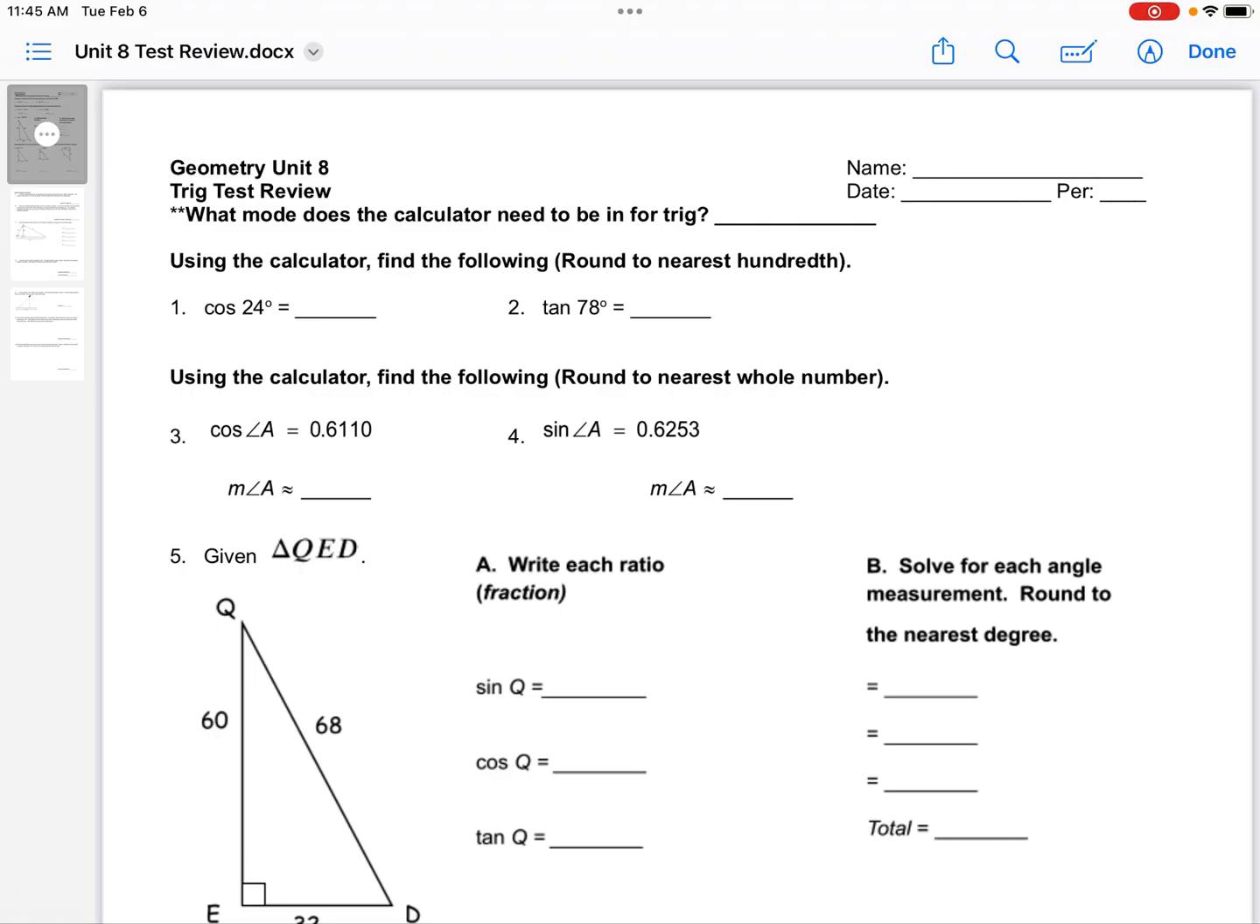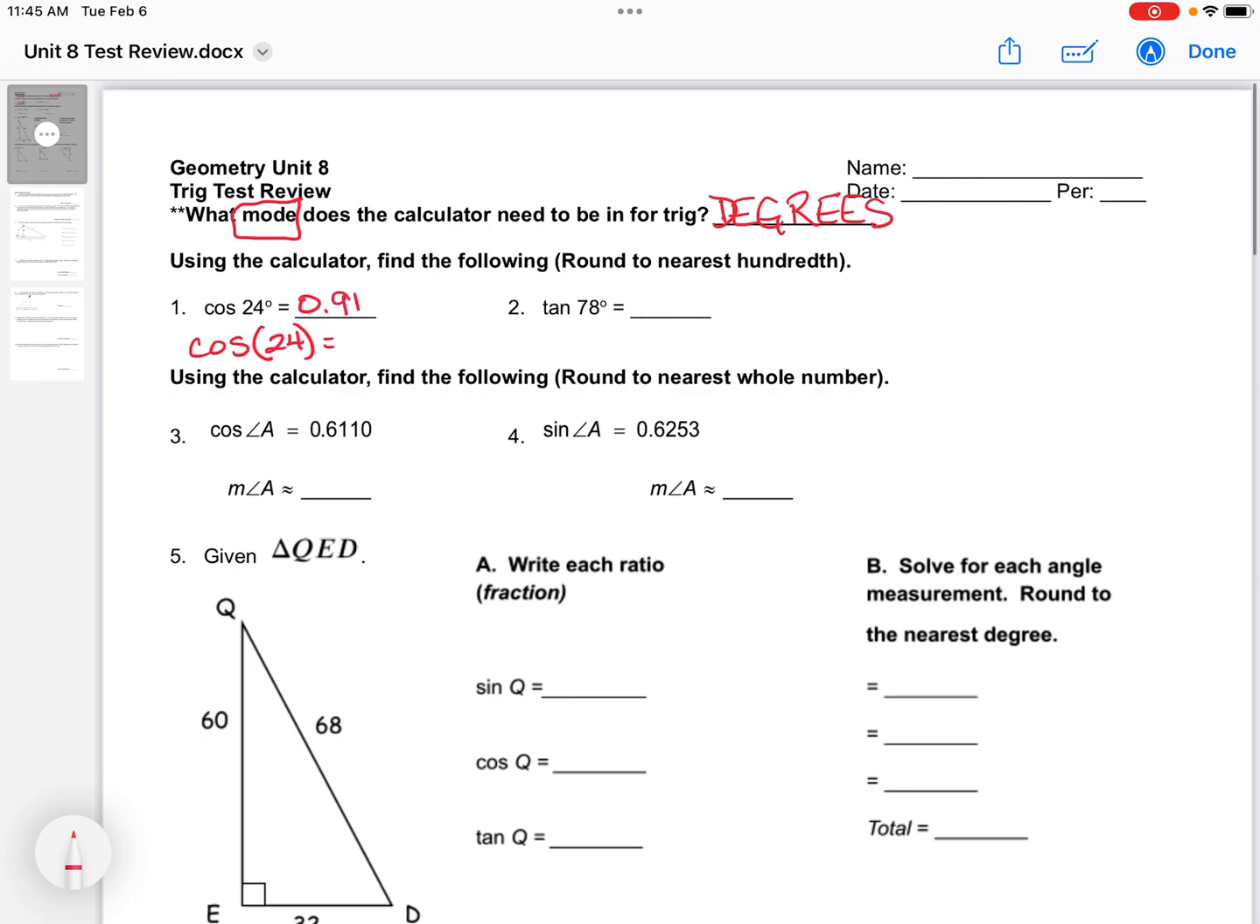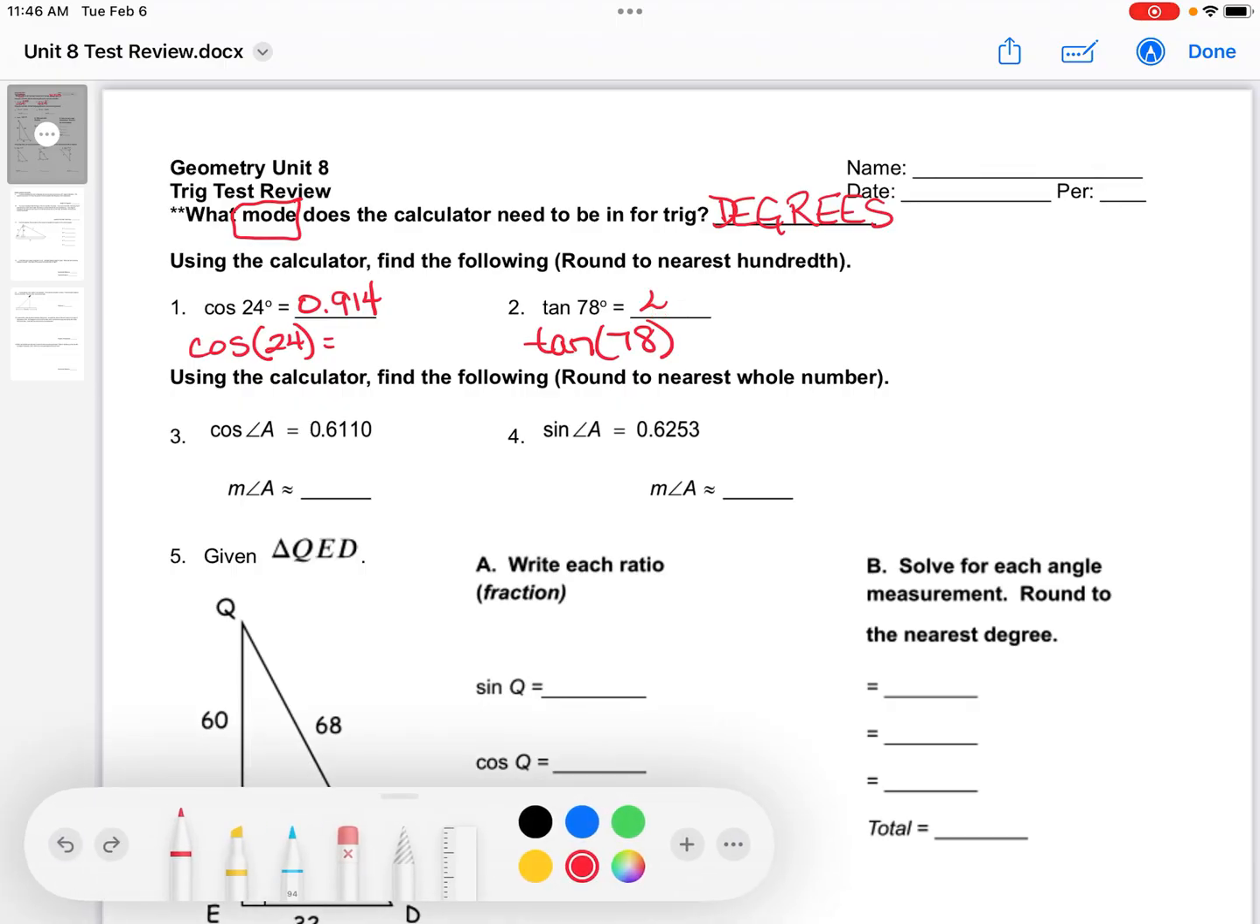All right, so make sure your calculator, you need to go to mode, and you need to make sure it's in degrees. Okay, when you see cos 24, you're supposed to put that in your calculator. And what you're going to get out is a decimal that looks like that. You push the tan button on your calculator, you put in the angle, and you should get something like that's a 4. I'll do that again.